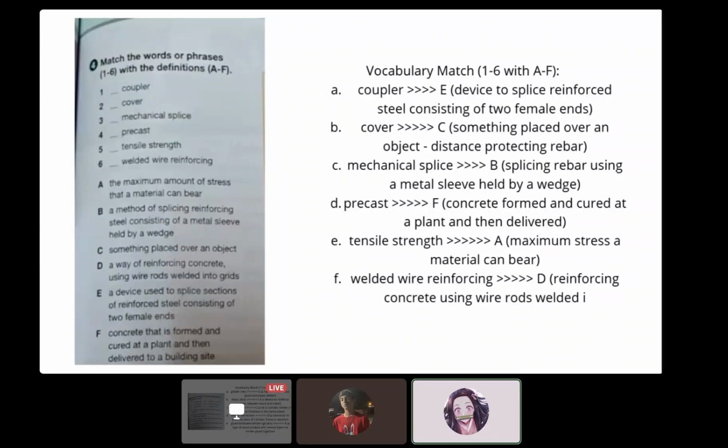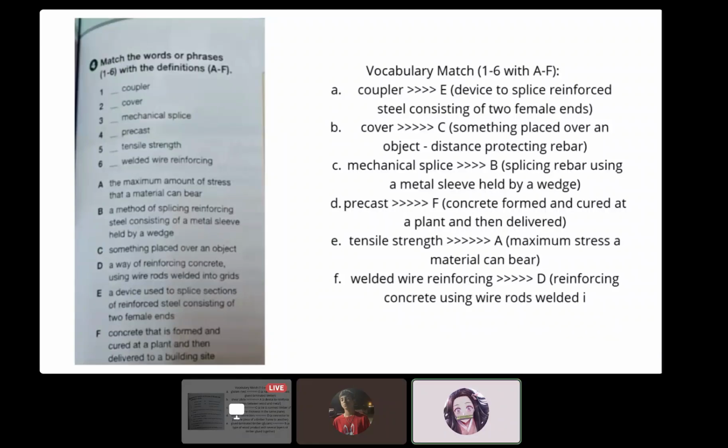Vocabulary, match the words or phrases with the definitions from A to F. A coupler is letter E, a device to splice reinforcing steel consisting of two female ends. The second one is cover, and the answer is C, something placed over an object, protecting rebar. Third one is mechanical splice, letter B, splicing rebar using a metal sleeve held by wedges.